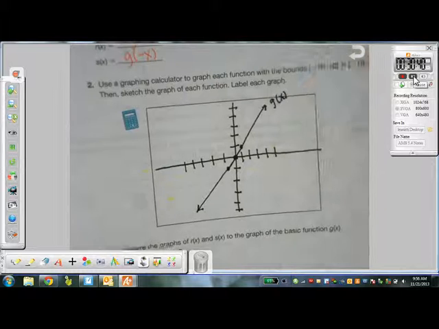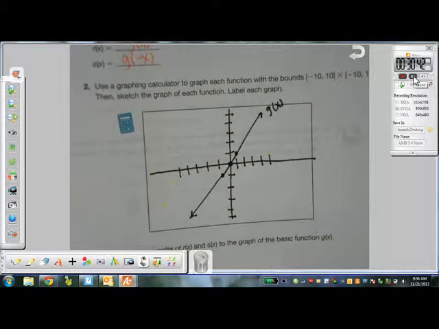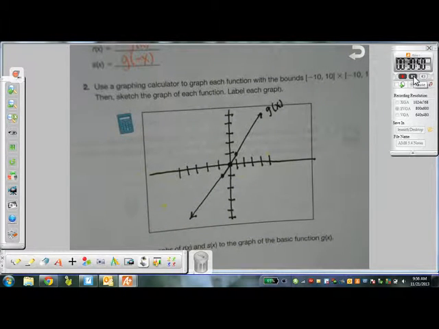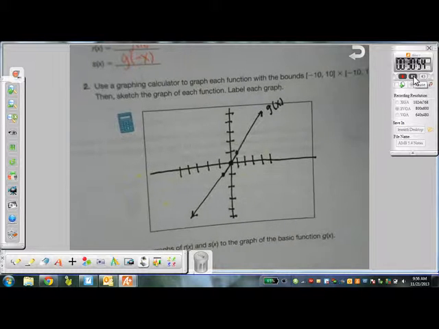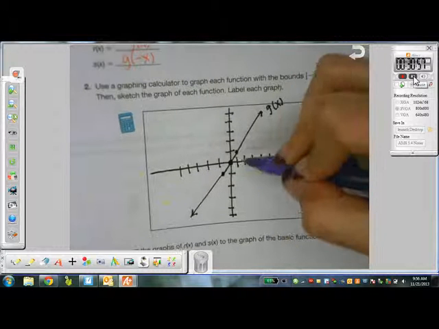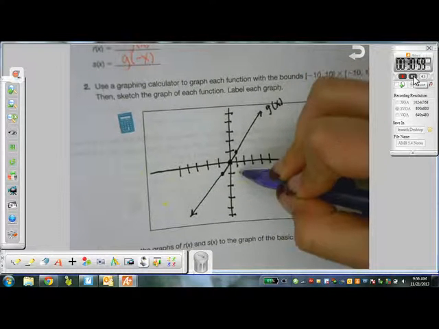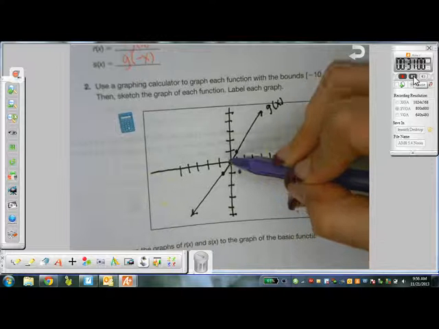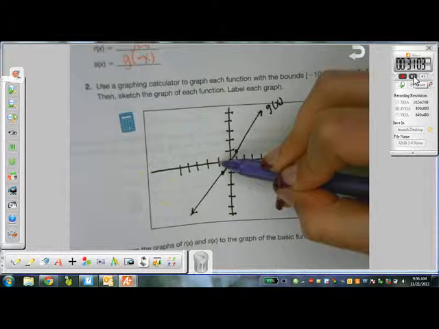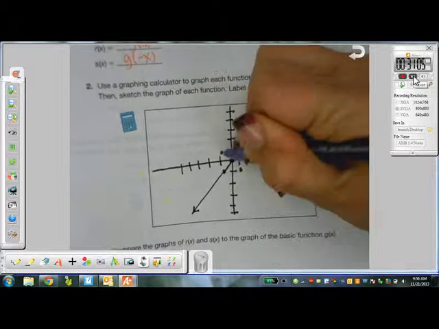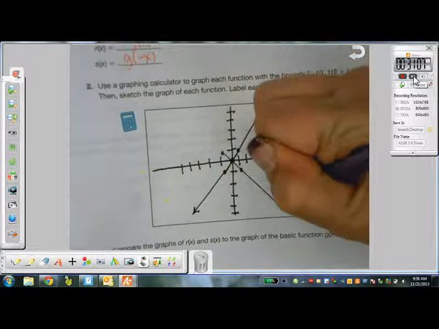Okay. And then let's look at r of x. R of x is negative x. So whatever I plug in for x, I take the negative, right? So if I plug in 0, what do I get? 0. If I plug in positive 1, what do I get? Negative 1. What if I plugged in negative 1, what would I get? Positive 1. Okay, so that's r of x. So graph it and label it r of x.